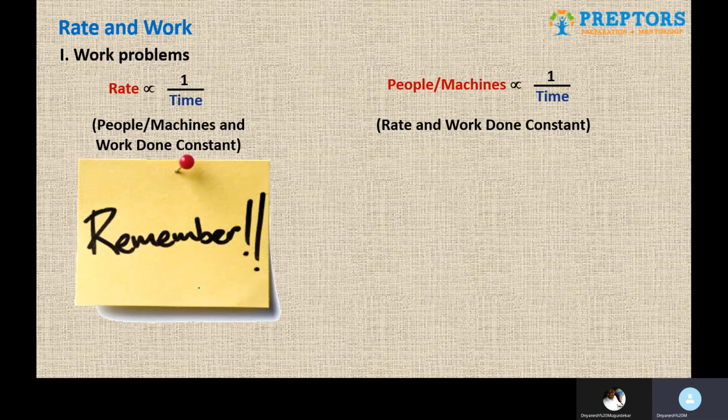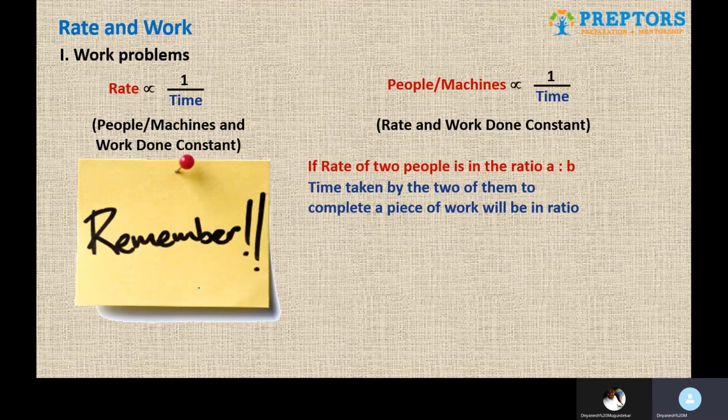Now, based on these two relations, let's explore some ratios. First, if the rate of two people is in the ratio A is to B, then the time taken by the two of them to complete a piece of work will be in what ratio? We know that rate and time are inversely proportional. So if rate is in the ratio A is to B, time taken is in the inverse ratio, which is B is to A.